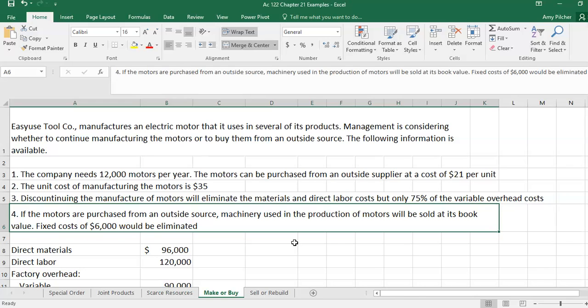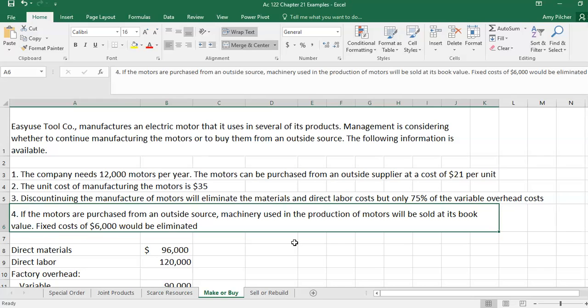So we have information about this electric motor here. We need 12,000 motors per year. We can purchase it from an outside supplier at a cost of $21 per unit. The cost of manufacturing the motors is $35. Now, initially, we would think, well, of course, we're going to save $14 per unit if we buy it. We should absolutely do it. However, we need to think about our unavoidable overhead costs.